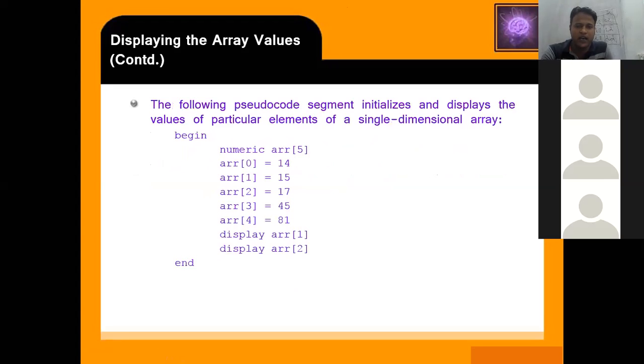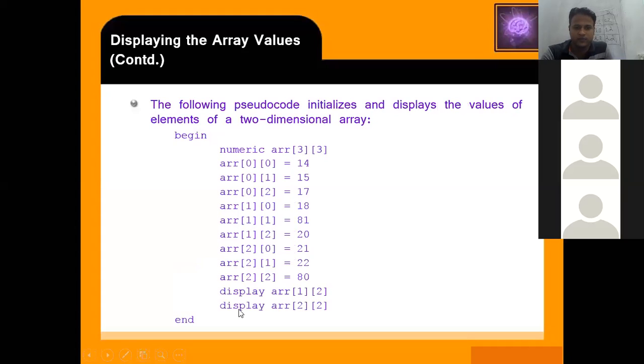So numeric array 5, array 0 is 15, array 1 is 15, array 2 is 17, array 3 is 45, array 4 is 81. Okay, so here 3 rows and 3 columns we are storing. All the values we have stored. And if you want to display a particular index number, display array 1 row 1 column 2 row.